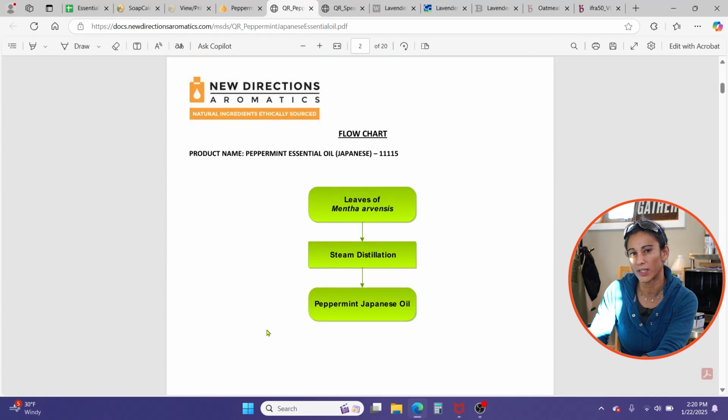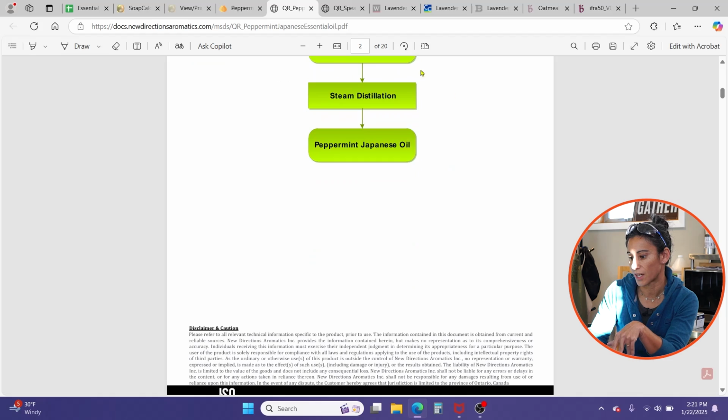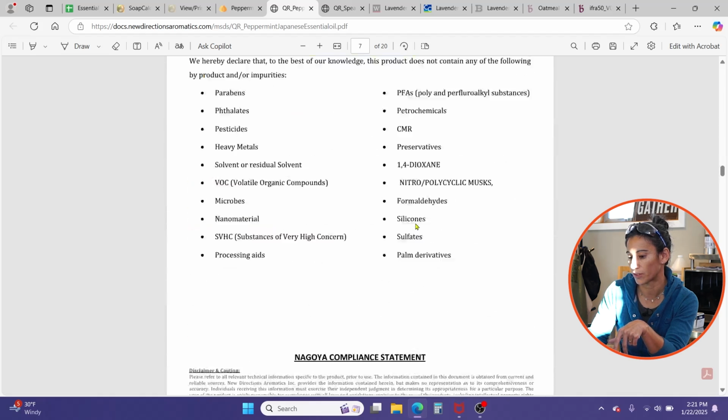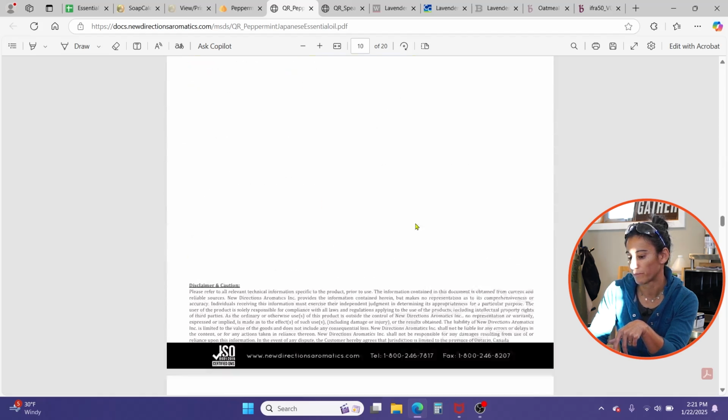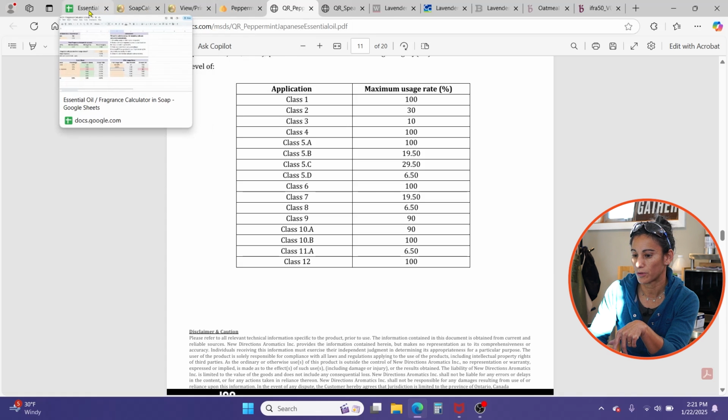I don't know if I pointed this out earlier, but you can also see how your peppermint was distilled, which is really nice. They basically take the leaves, steam distill, and then you get the oil. So it's a very simple process. Some of these flow charts are going to be very complex and will have solvent extraction and that kind of stuff. So just keep that in mind, that this is kind of a nice page to look at. All right, I'm going to scroll down quickly to our usage rates. Number 9 is 90%. Okay, so I'm going to put 90% in there.